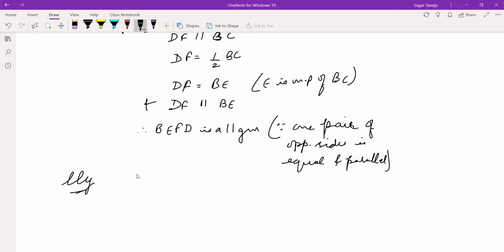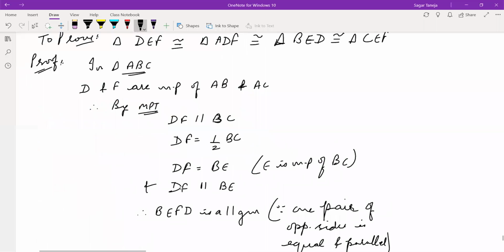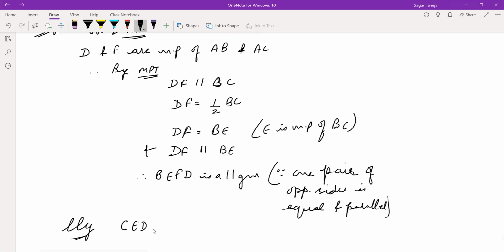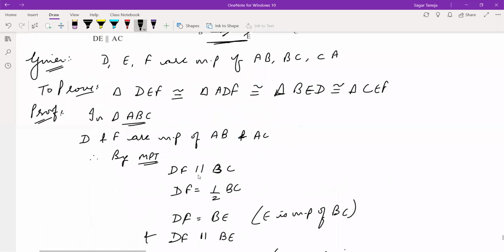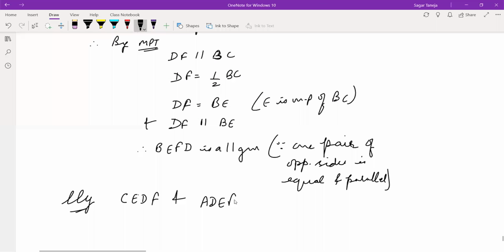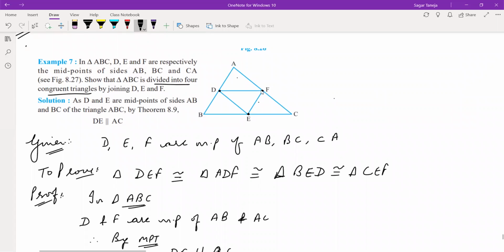Similarly, all are parallelograms here. The way we have proved that BEFD is a parallelogram, in the same way CEDF is also a parallelogram, and we have one more parallelogram here, ADEF. Just write similarly, because we can't prove the same thing again and again; it is a wastage of time. So in this way, BEFD, CEDF, and ADEF are all parallelograms.